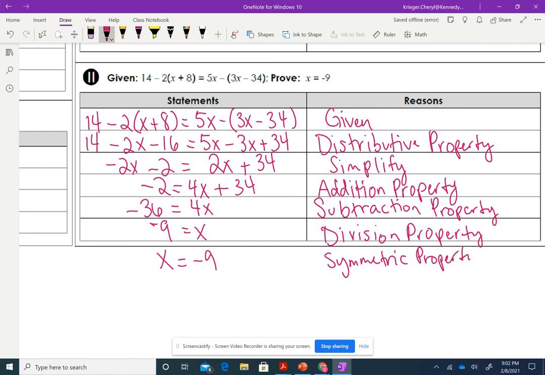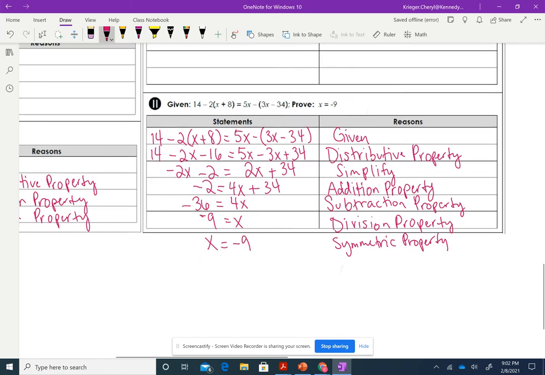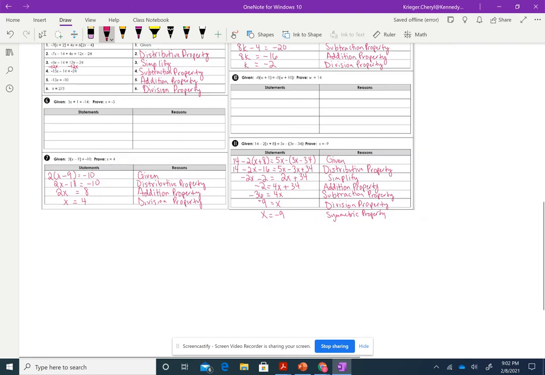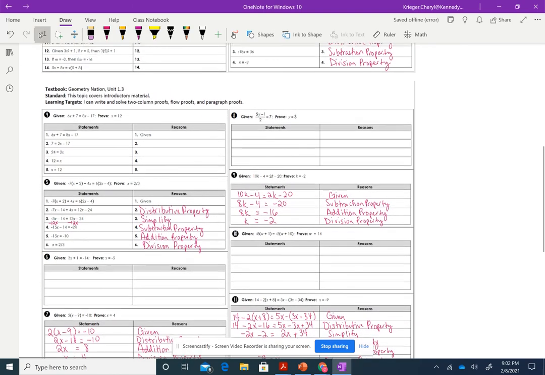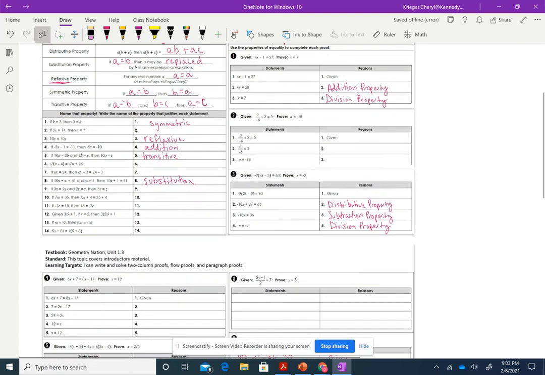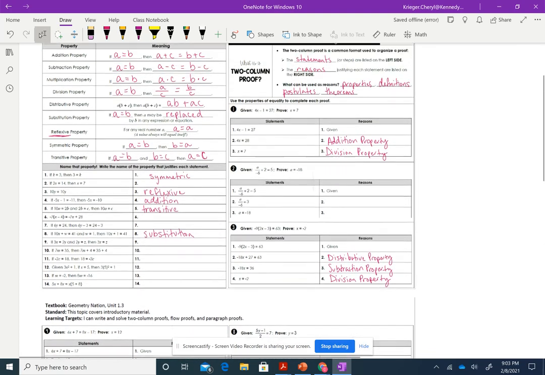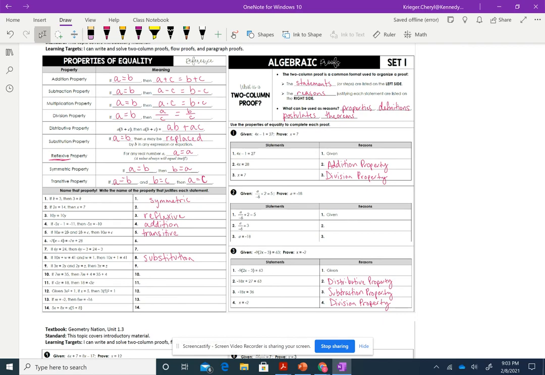Okay, so that's a good practice for beginning proofs. You guys are going to do all the ones that I skipped. I know it's a lot of writing, but it won't kill you. And I hope you guys enjoy this lesson. Okay, bye.